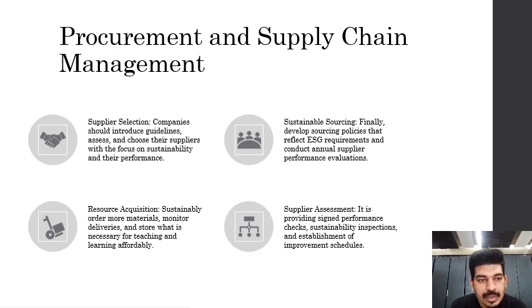Next, the topic is procurement and supply chain management. It has four different types: supplier selection, resource acquisition, supplier assessment and sustainable sourcing. Supplier selection: a company should introduce guidelines and assess its suppliers with a focus on sustainability and performance. Resource acquisition: order sustainable materials, monitor deliverables and store what is necessary for teaching and learning affordably. Sustainable sourcing: develop sourcing policies that reflect ESG requirements and conduct an annual supplier performance evaluation. Supplier assessment: providing performance checks, sustainability inspections and establishment of improvement schedules.